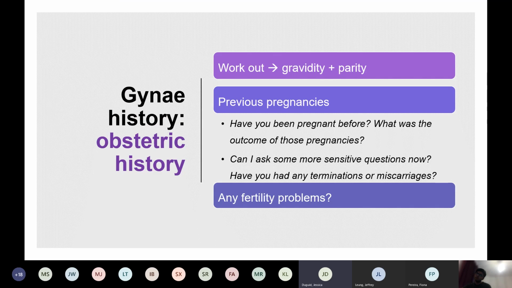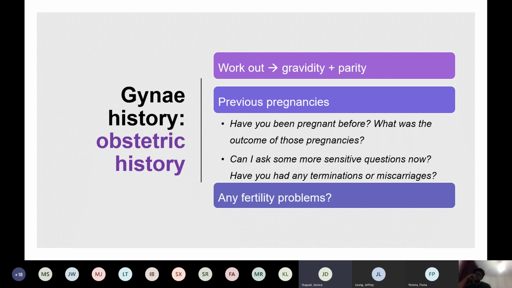So the next one is the obstetric history. You want to ask about previous pregnancies. Basically, you want to ask if the woman has been pregnant before and what was the outcome of the pregnancy. So you want to work out the G and the P that we did earlier, because that's useful. Then you need to ask also about terminations and miscarriages, and as someone said before, stillbirths.